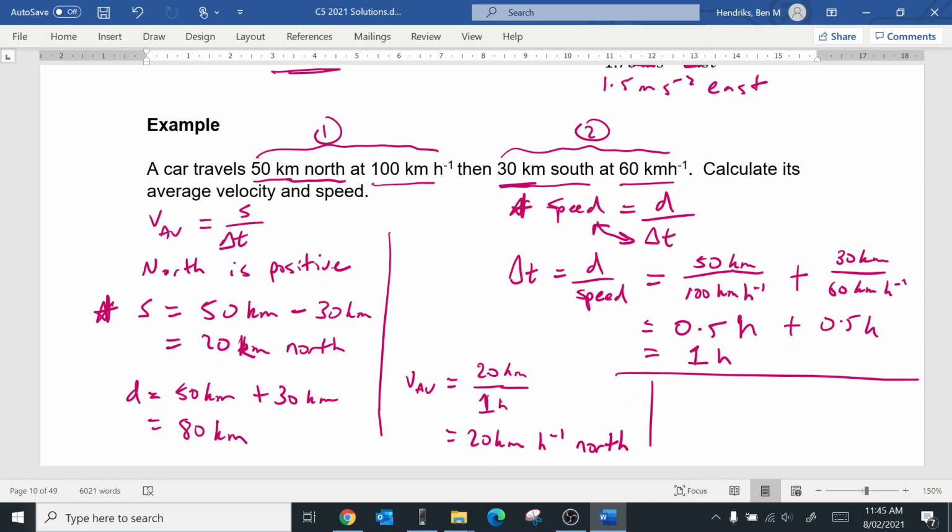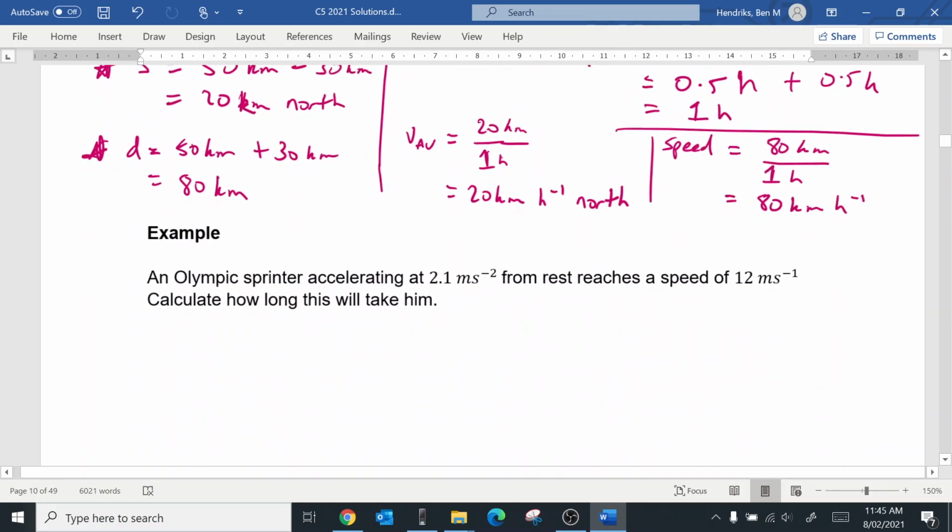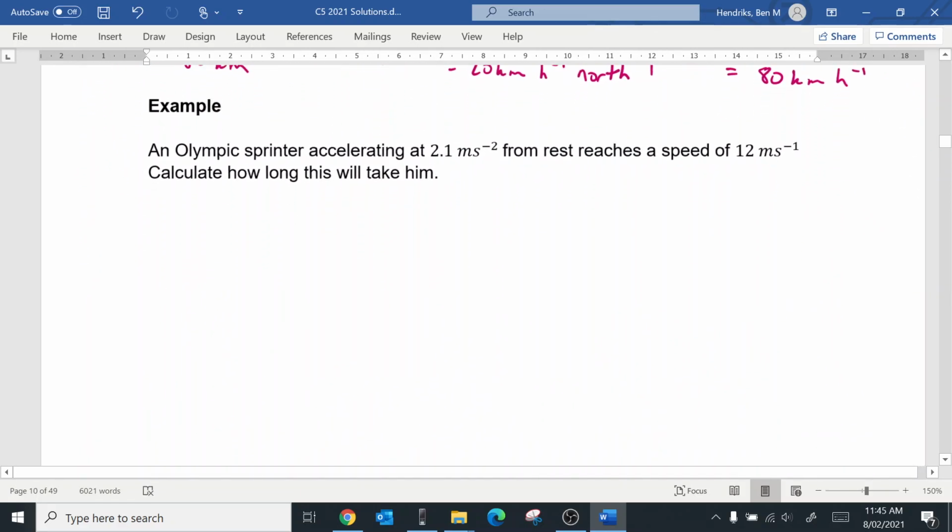And now we have speed, which is equal to our distance, which is 80 kilometers over 1 hour, which is equal to 80 kilometers per hour. Okay, so that's our average velocity and speed. So we've ticked those ones off. That's how we solve that problem. So a fair bit more work, and this next problem is a bit simpler.